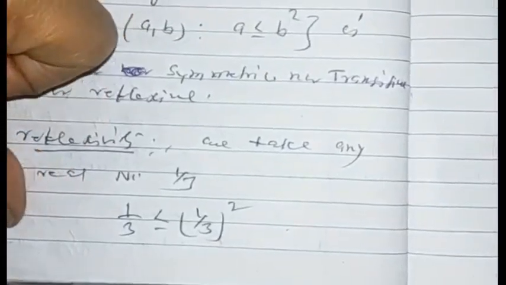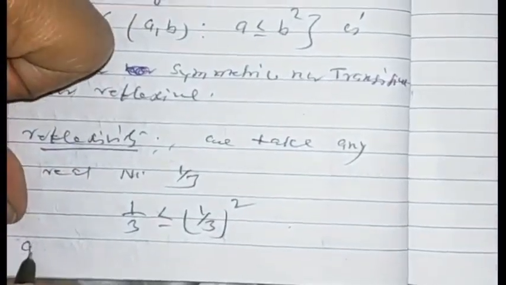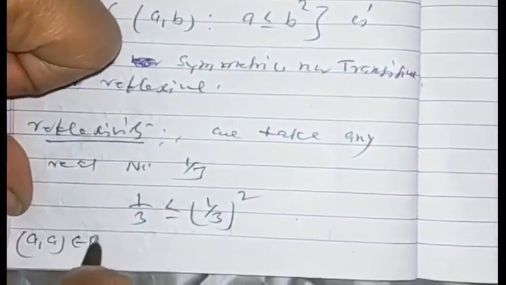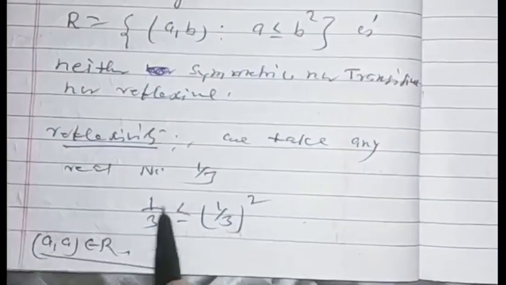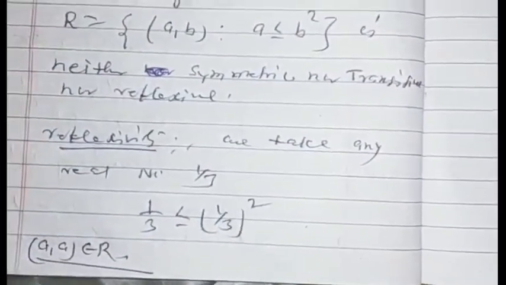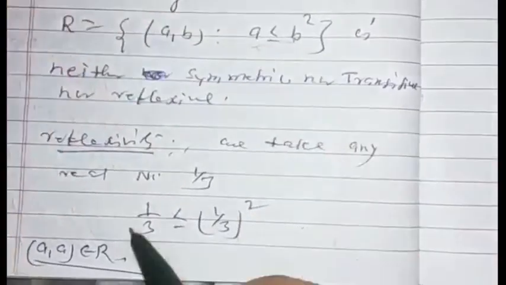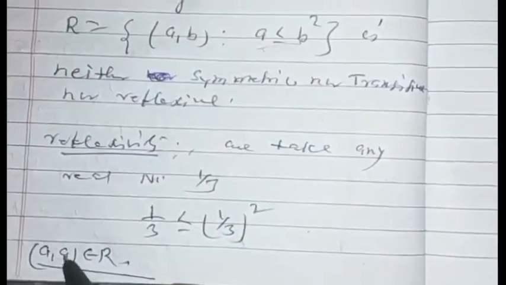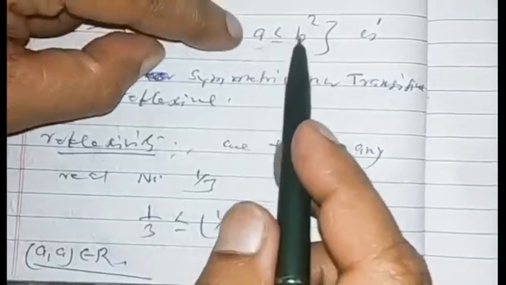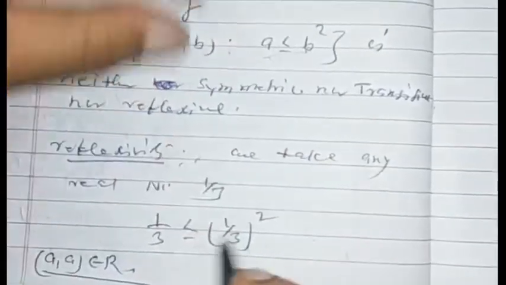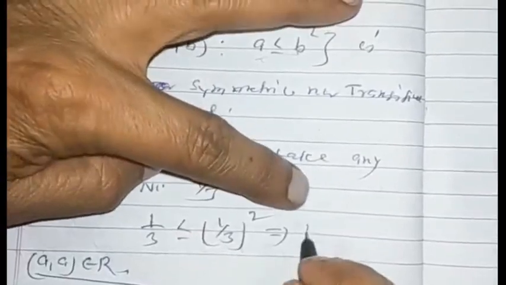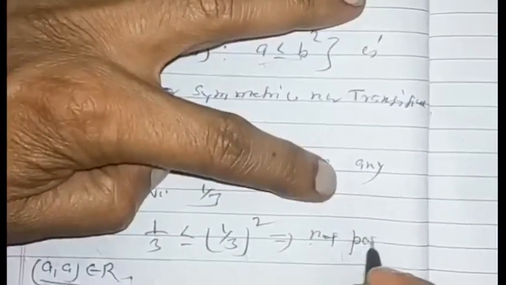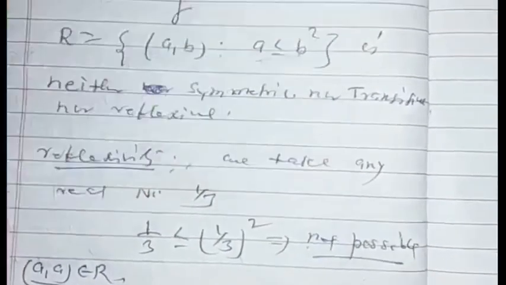Since reflexivity condition is as this. Here a is 1/3, and we apply this condition: a less than or equal to a² means 1/3 ≤ 1/9. This is not possible, and therefore this is not reflexive.